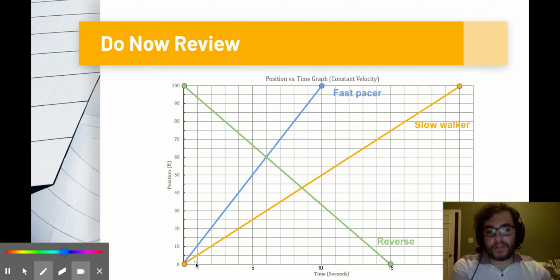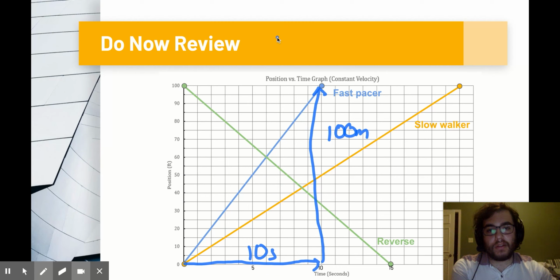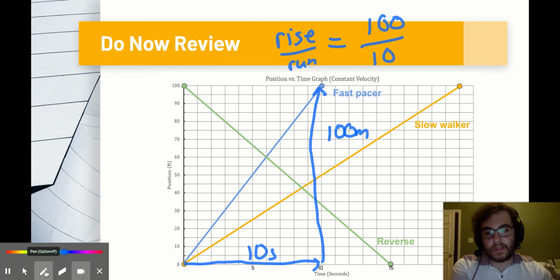So, let's do the rise over run of the fast pacer. The run was 10 seconds. Terrible straight line, 100 meters. Rise over run, so the y-axis divided by the x-axis, in this case would be 100 divided by 10. Easy, straightforward, gives you an answer of 10.